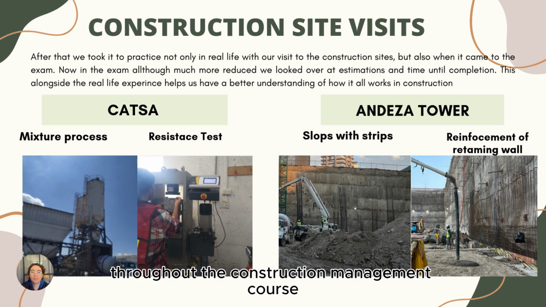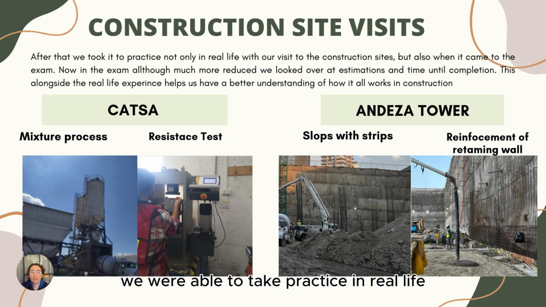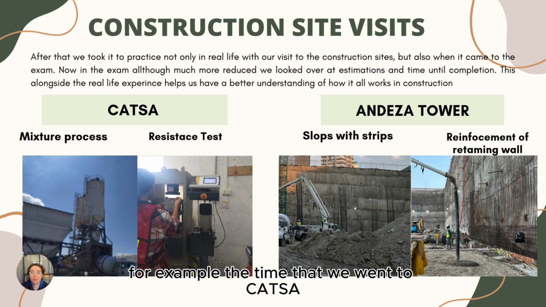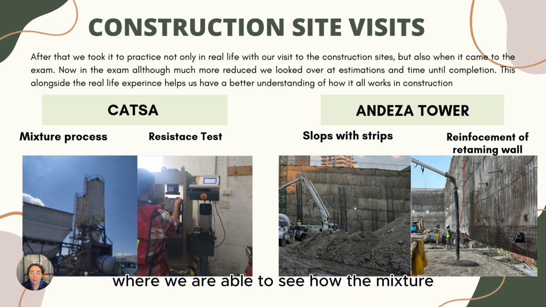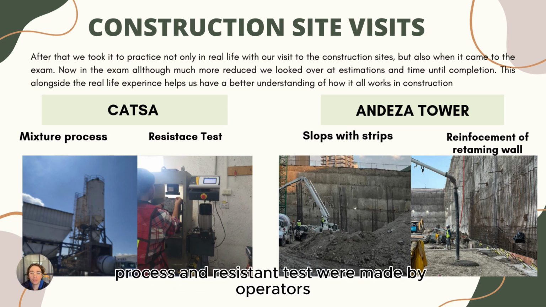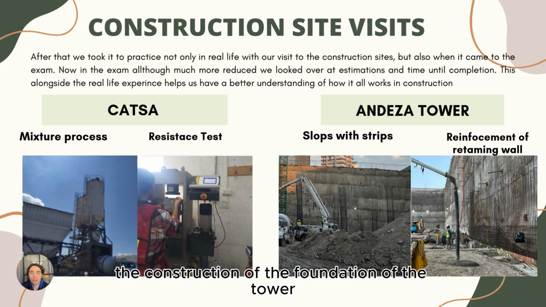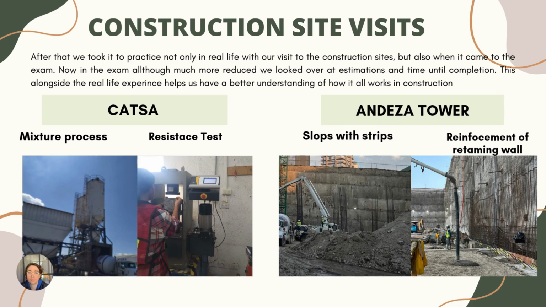Throughout the construction management course, we were able to practice in real life more than once with our visits to construction sites. For example, the time that we went to CATSA, which is a concrete factory where we were able to see how the mixture process and resistance tests were made by operators. We also went to Andesa Tower, which is going to be a residential top-notch building in Puebla, where we were able to see the construction of the foundation of the tower.